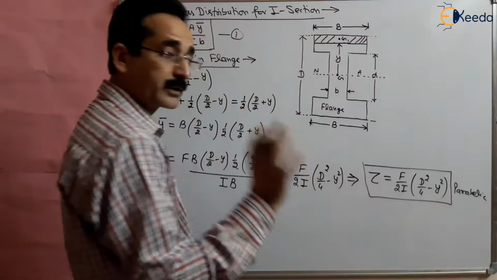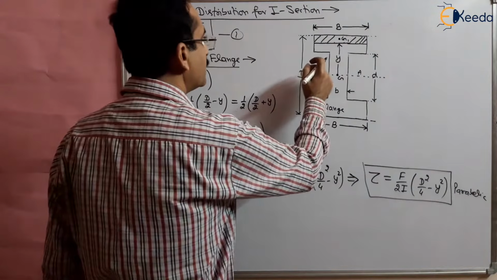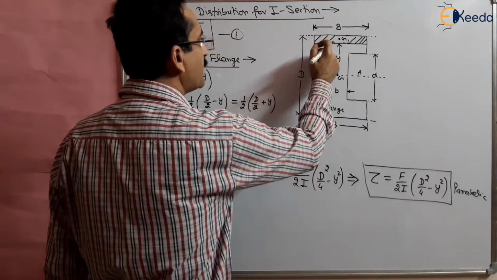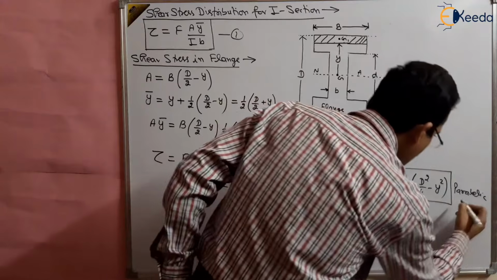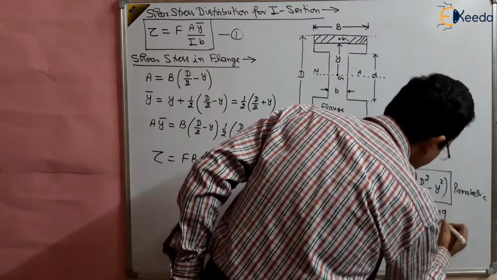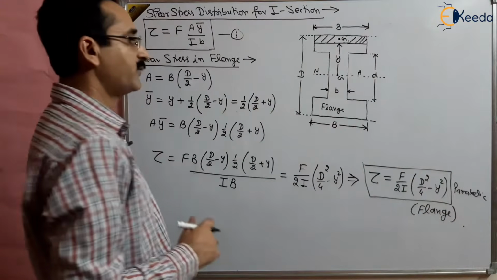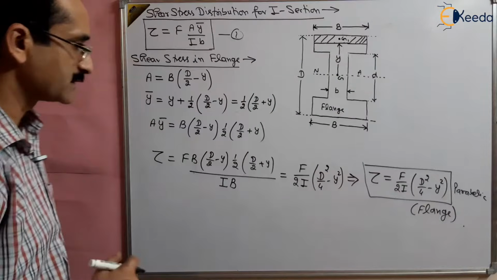For the flange, we are talking about only the flange, right? This is valid from small d by 2 to capital D by 2. So this is valid for the flange only, not for the web. We have taken a section on the flange only, and here we have not taken any section.